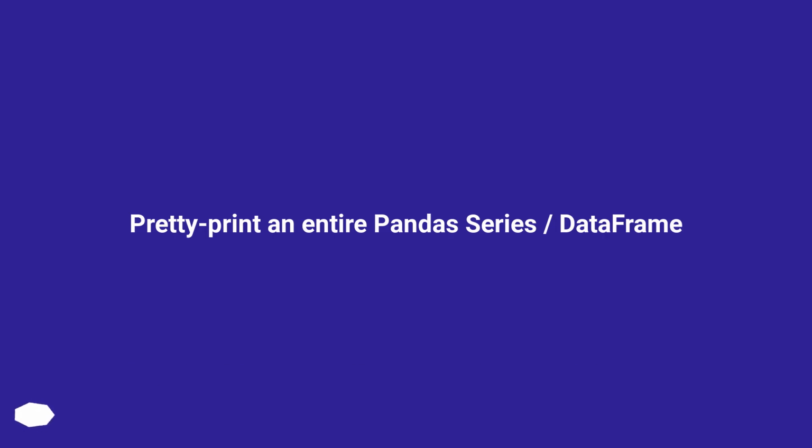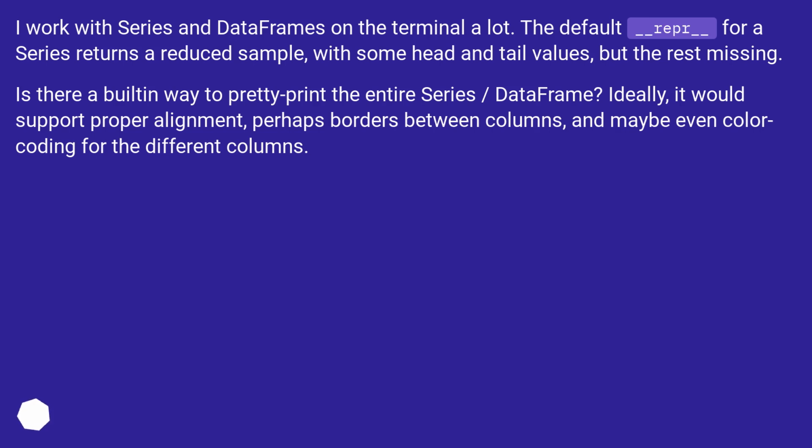Pretty print an entire Pandas series, DataFrame. I work with series and data frames on the terminal a lot. The default __repr__ for a series returns a reduced sample, with some head and tail values, but the rest missing. Is there a built-in way to pretty print the entire series, DataFrame? Ideally, it would support proper alignment, perhaps borders between columns, and maybe even color coding for the different columns.